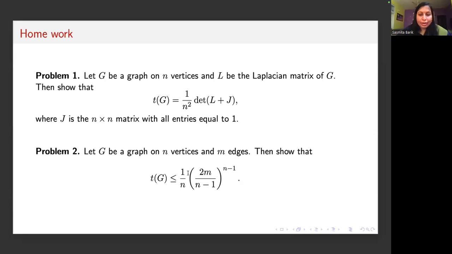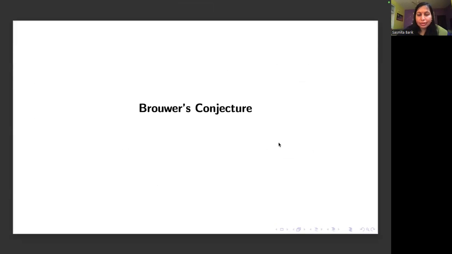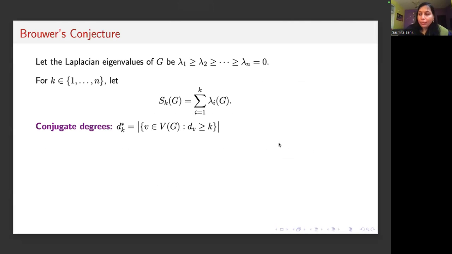And some related problems that I want to mention here. One of the interesting problems that is going on now is Brouwer's conjecture. If you are looking at all the eigenvalues, here I have changed the ordering because I want to express it in a nice way. So let's say lambda 1 is the biggest and lambda n is the smallest one. Then lambda n is 0, that we know.